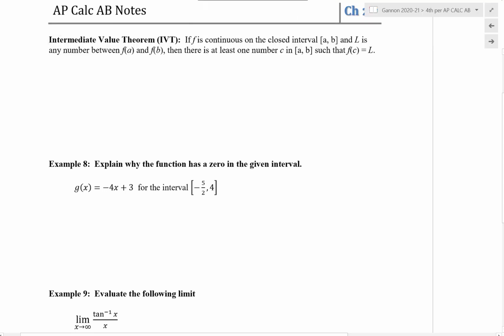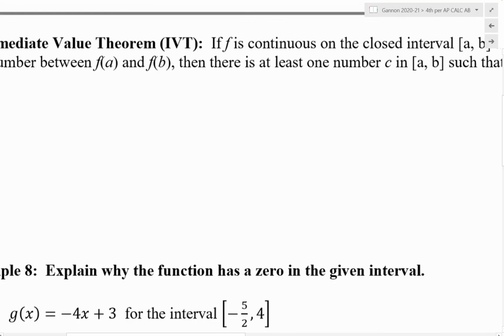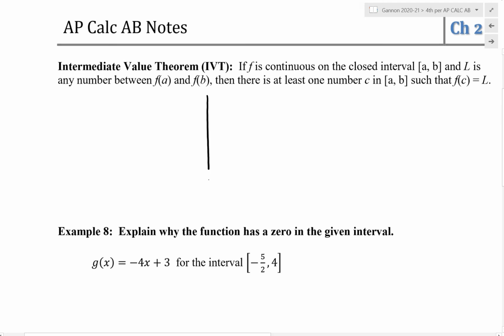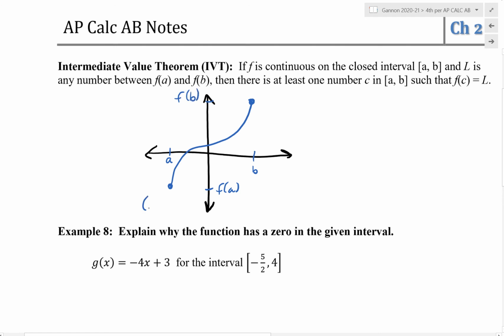So what is this saying? Basically, if we have some function that is continuous from a to b, so I'm just going to go ahead and draw some function here. Maybe it looks like this. So let's say that this is a and this is b. That's going to make this height down here f of a, and this height up here f of b. Or you could think of this coordinate being a comma f of a, and this coordinate being b comma f of b.